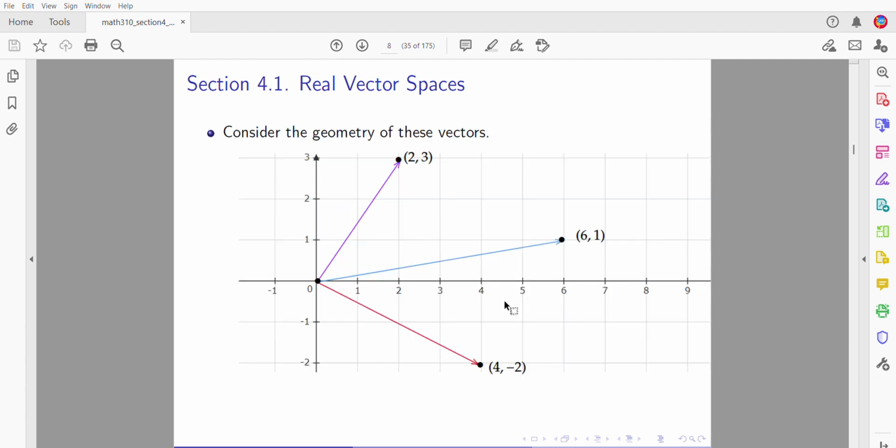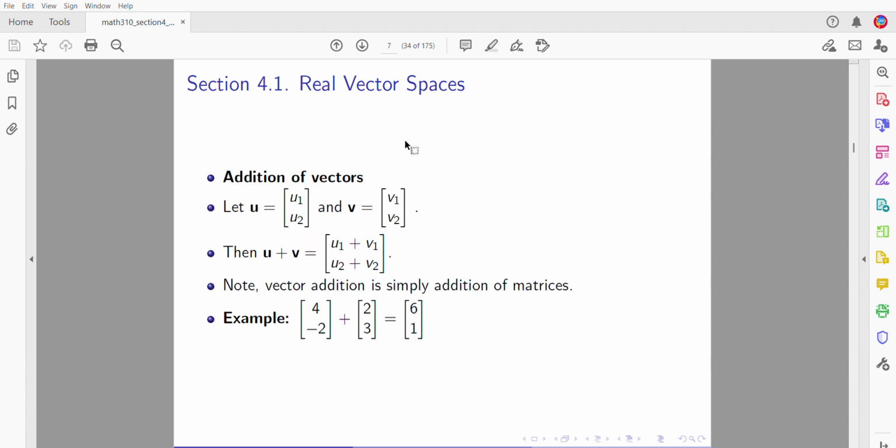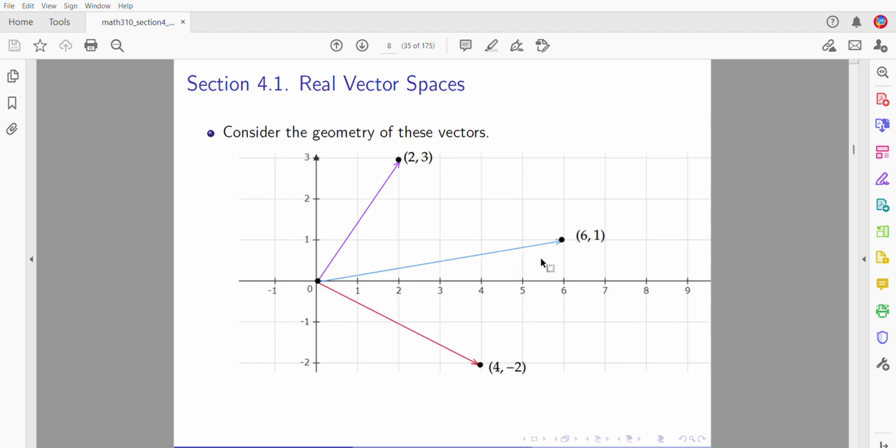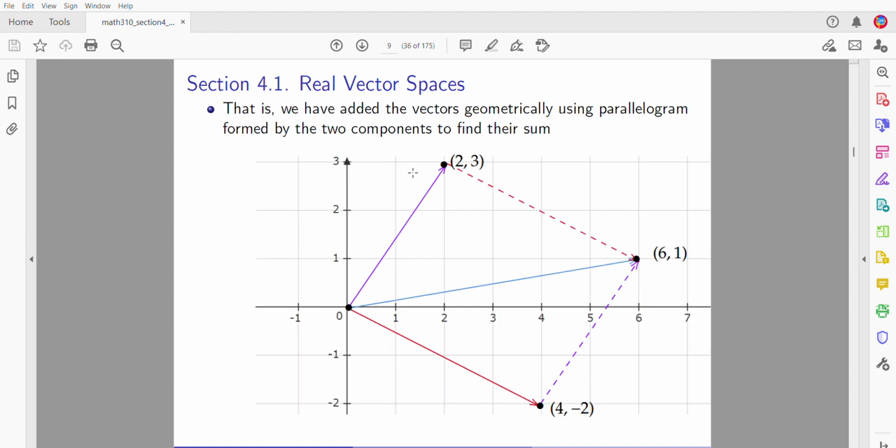So here is 4, negative 2. Here is 2, 3. Their sum turned out to be 6, 1. So look at the picture. 6, 1 is here. So what's happening with 4, negative 2 and 2, 3? There seems to be some relationship, isn't there? This is the relationship. It is the geometric way of adding vectors.